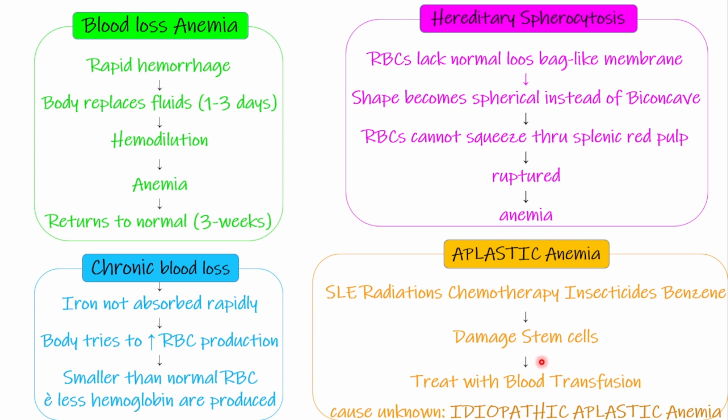Now, if we don't have any cause or we don't know the cause, then that is known as idiopathic aplastic anemia. So this is it. We have discussed basically the morphological classification of anemias and a few other points regarding the anemias.